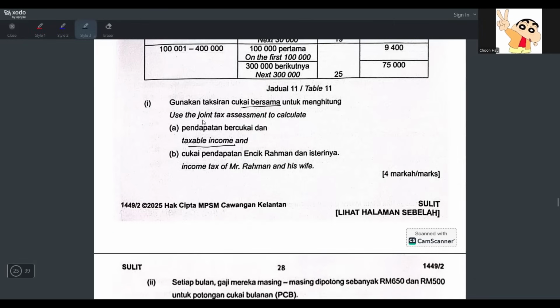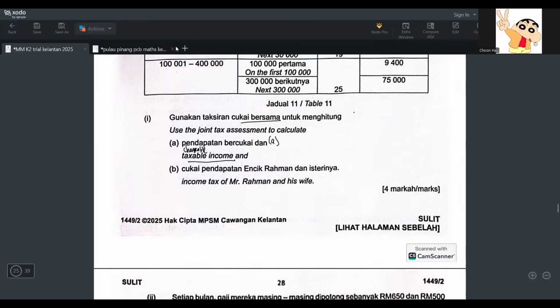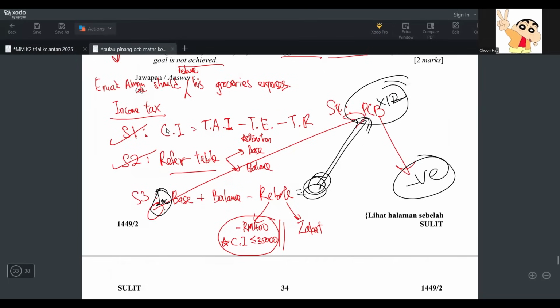So, they want joint tax assessment. What's joint? It means you kena gabung all your husband and wife punya income dua-dua. Okay, and how to find chargeable taxable income? Okay, taxable income and chargeable income is the same thing. So what's the formula? Take the total annual income for both husband and wife combined, minus the total tax exemption for both husband and wife, and also the total tax relief for both. Yeah, that's the formula for chargeable income. Come, I show you the formula one more time. Chargeable income, CI, is the total annual income minus total tax exemption minus total tax relief.